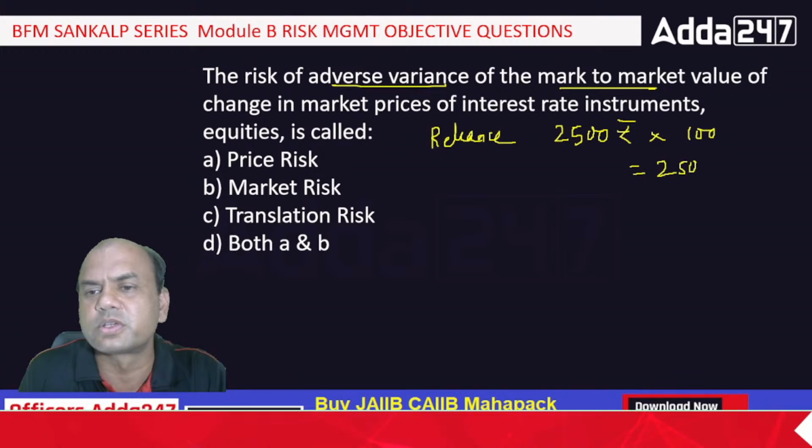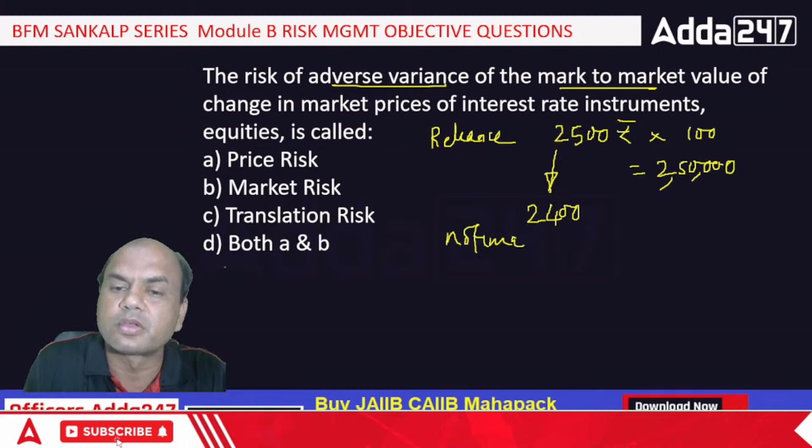Now if this price goes down from 2500 to 2400, am I selling this share now? No, I'm keeping it with me. It's just a notional loss. Notional loss means I'm not selling it, but due to the change in market prices, I'm feeling that I'm having a loss of 100 per share. So it will be 24 lakhs, a 1 lakh loss. That is known as notional loss, and this is known as mark to market. Mark to market is not that simple.